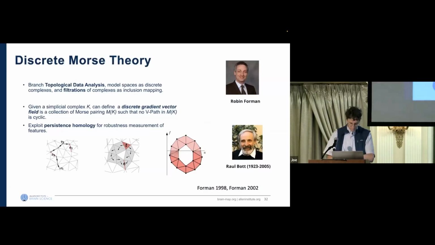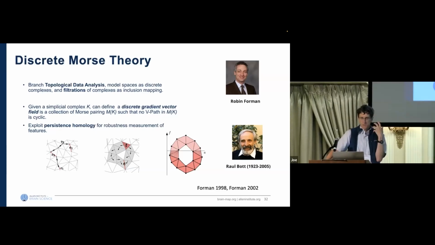So Raoul Bott was a famous topologist from Harvard, and he had a student named Robin Forman who basically took all this Morse machinery, and he was able to derive a kind of combinatorial analog of it that worked on discrete structures.